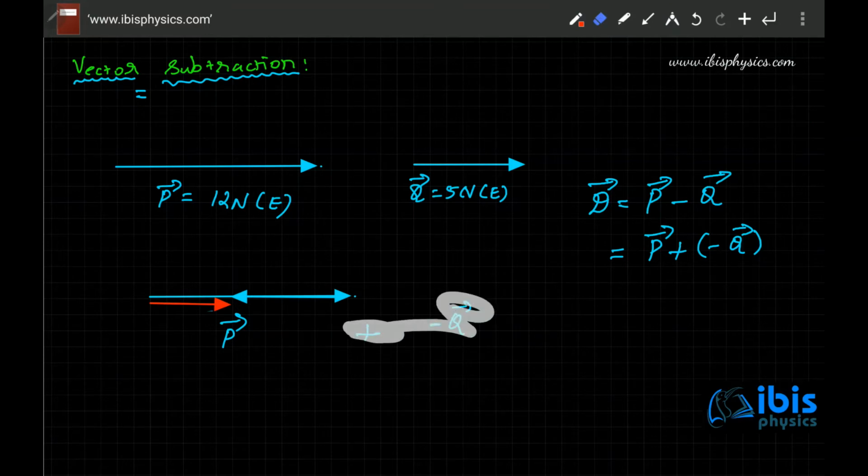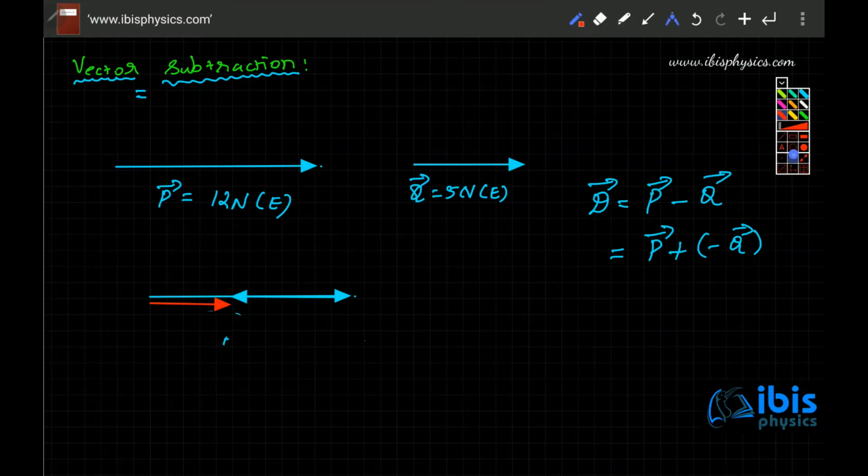So let us write, this whole thing is a p vector, and then this thing is minus of q vector, and this one is p vector plus of minus q vector, or you can simply say p vector minus q vector. That is the difference between the vectors. That's how one should do subtraction.